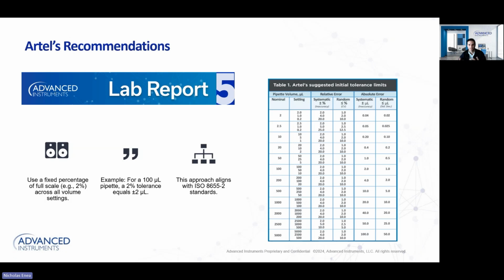So what we like to do is we don't use a fixed percentage across a full scale. We adjust our percentage based on the volumes that we're working with, nominal. For example, for a 100 microliter pipette, we have different tolerances than a 10 microliter pipette. And this approach really aligns with ISO 8655 as well.